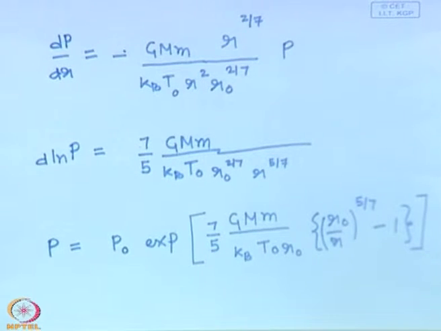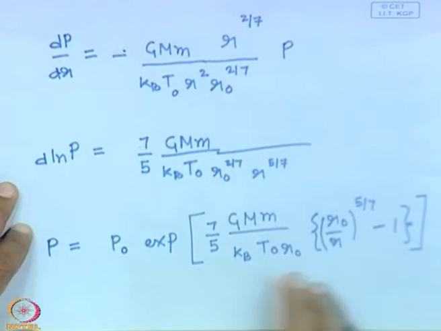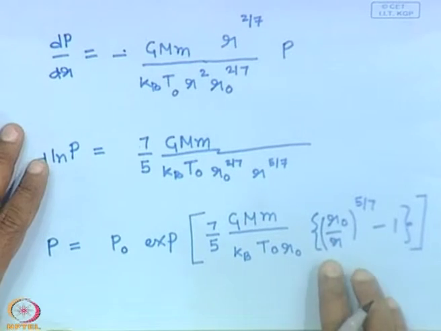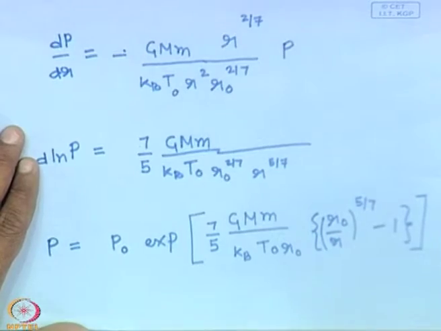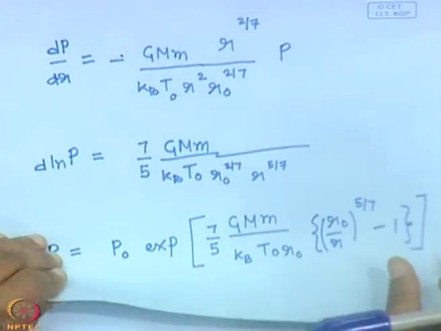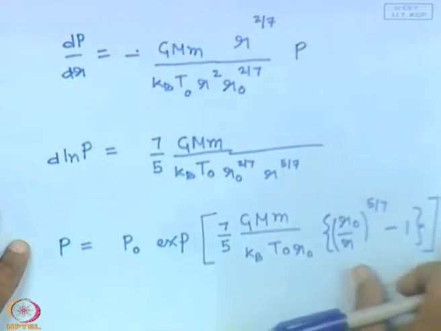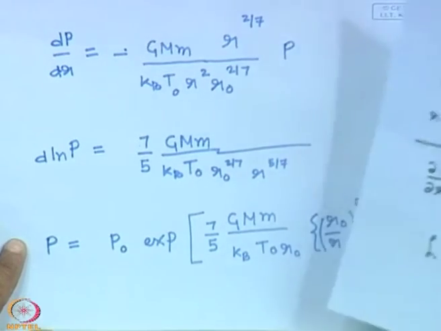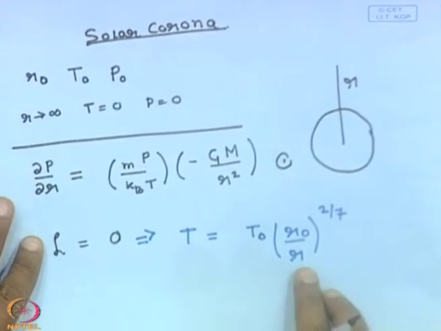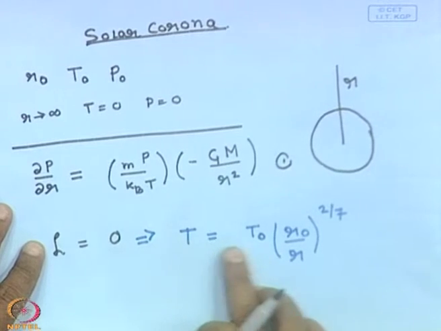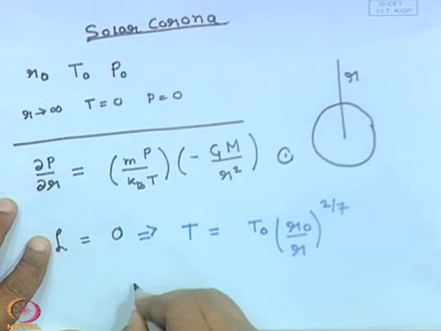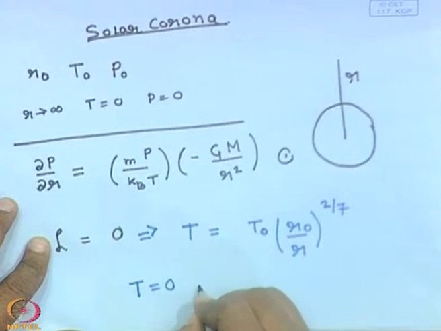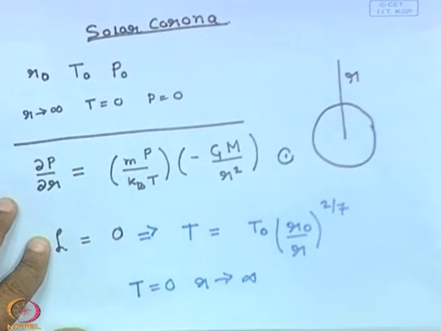Now the point to note over here is that at r equal to r naught, this gives me exactly p equal to p naught. Here we have put the boundary condition that the temperature goes to 0 as r goes to infinity. So this ensures that T goes to 0 as r tends to infinity.